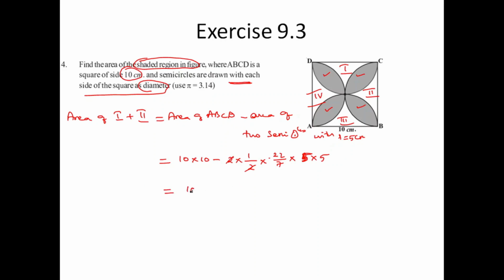So when I do this out, I am having here 100. The other one is 22 by 7 into 25. Okay, this is 25. So this is clear, up to here, right?